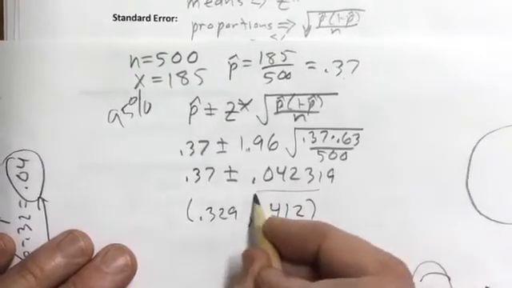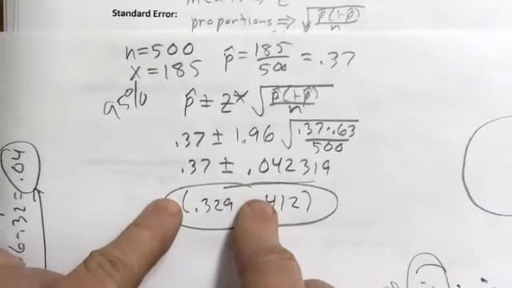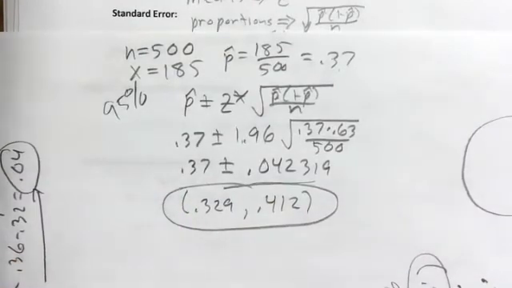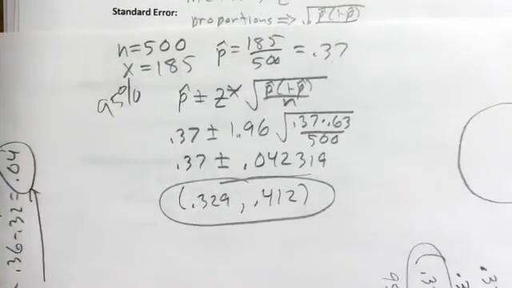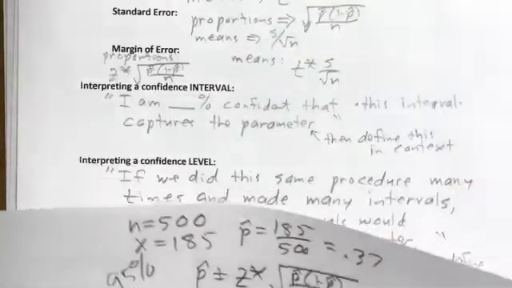And so then, like we said before, the conclusion, if you're asked to interpret that interval, we would say, I'm 95% confident P is in that interval, okay? And so, P being the proportion of all the people in the county that would vote for this candidate. And that leads me to this, okay?